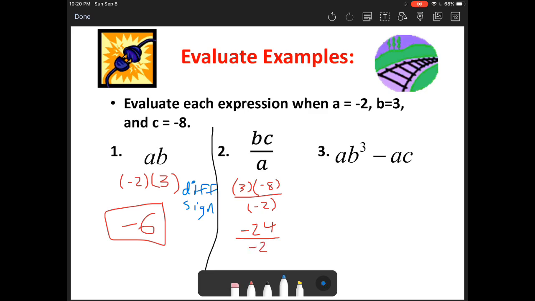Now we notice here we have the same sign. So our answer is going to end up being -24 divided by -2. Same sign positive, so our answer is going to be 12. All right, let's get number 3.